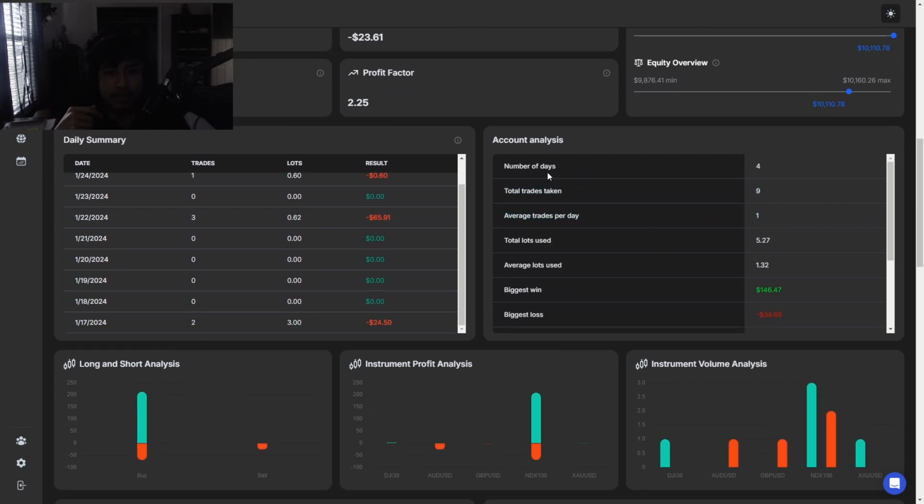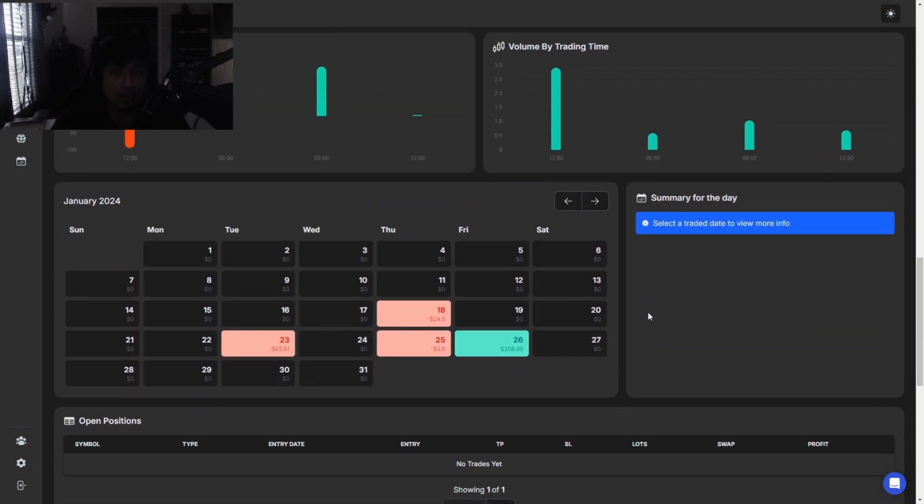Total trades taken, 9. Number of days, 4. That's good. Trade lots, 5. Again, I'm not buying any more prop firms until I blow the 10K or the 15K, either one of the two.